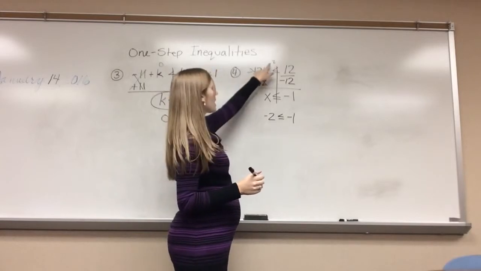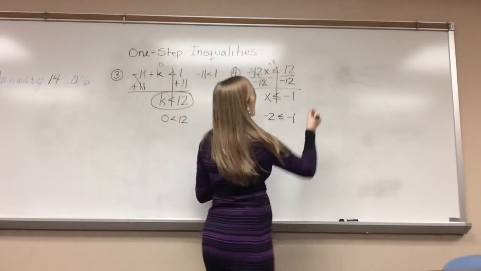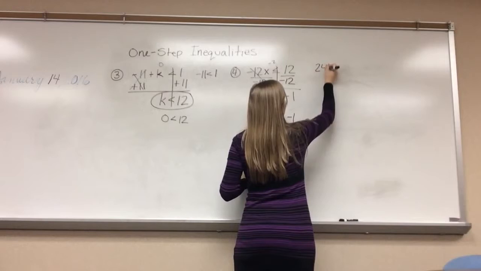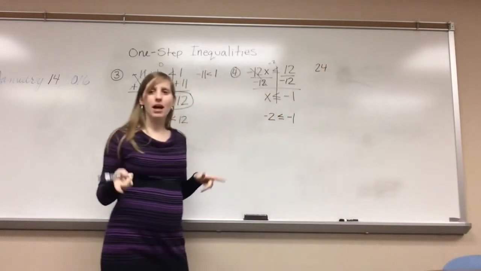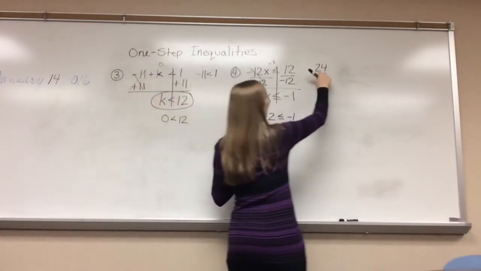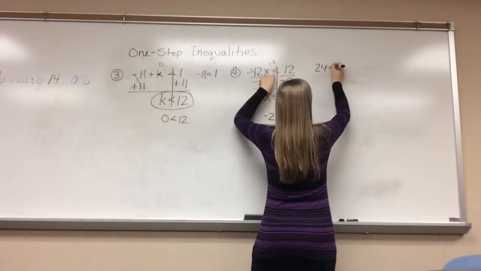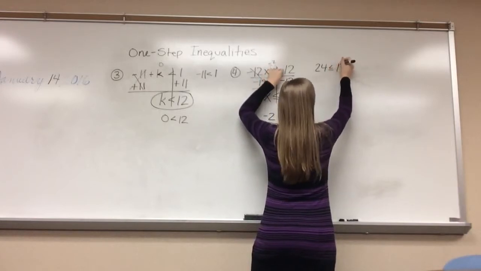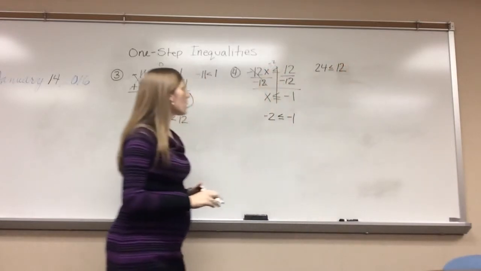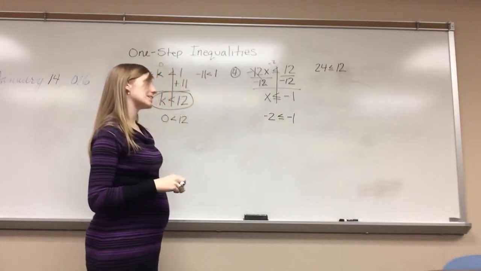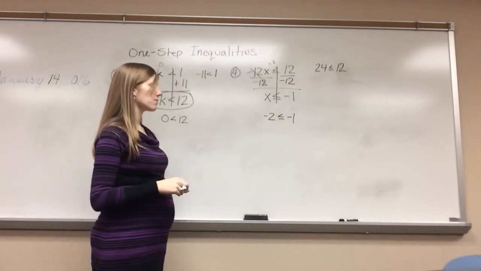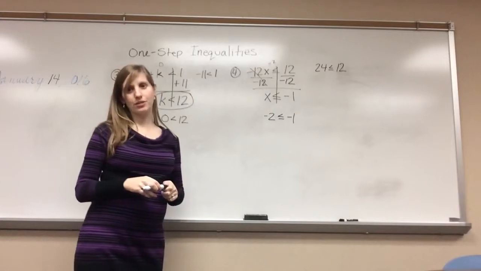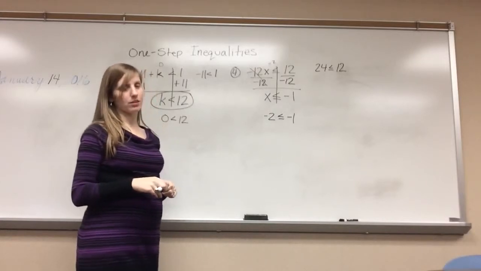Negative 12 times negative 2 is positive 24. Remember, a negative times a negative is a positive. So I get positive 24. My sign is less than or equal to 12. So my inequality reads that 24 is less than or equal to 12. That is not a true statement. 24 is not smaller than 12.